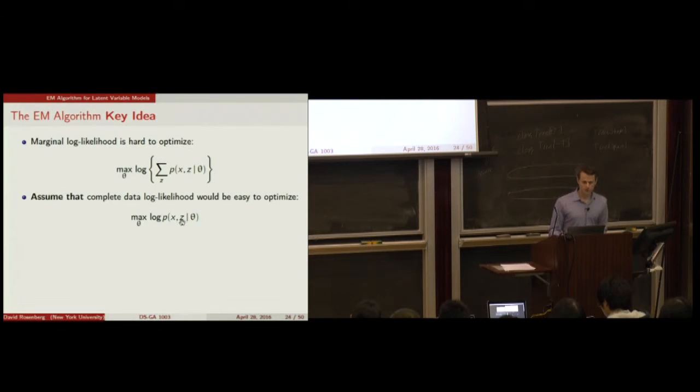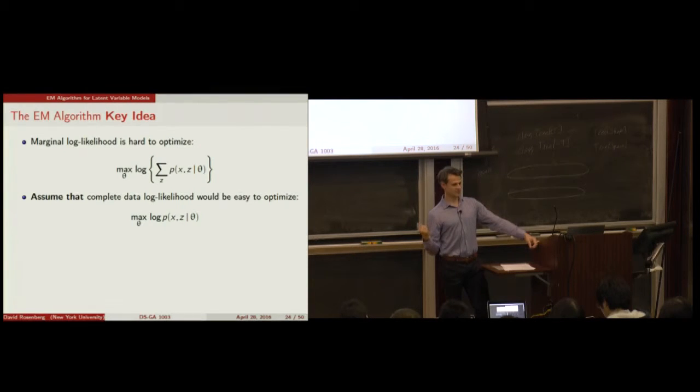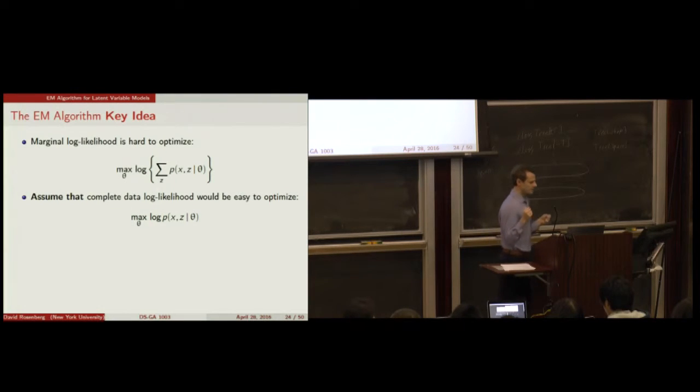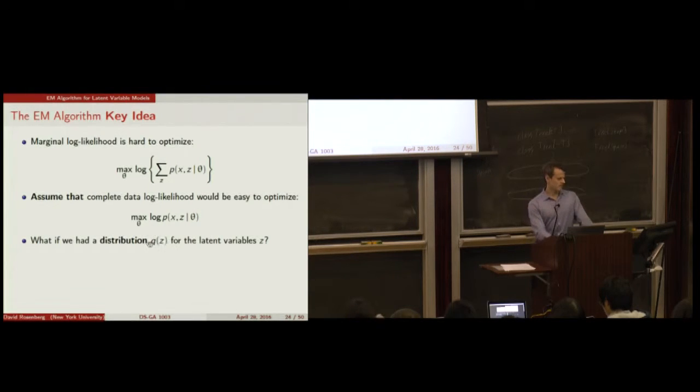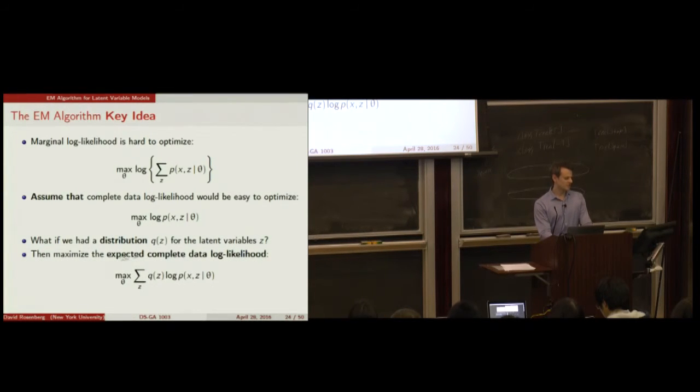All right. But of course, we don't observe z. So the EM algorithm is based on this really interesting idea, which is, what if we had a probability distribution on z? We came up with a probability distribution on z, and then we tried to maximize the expected complete log likelihood. We'll come to how later on, but somehow we come up with a distribution on this unobserved variable z, call it q of z. And then we're looking for the expectation of the complete data log likelihood with respect to this distribution Q.